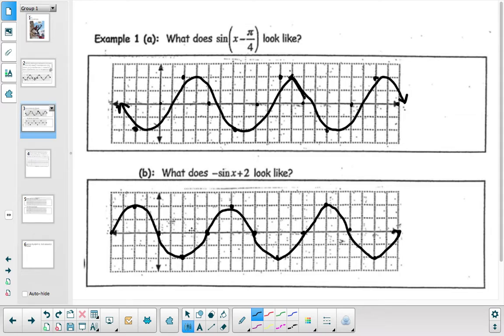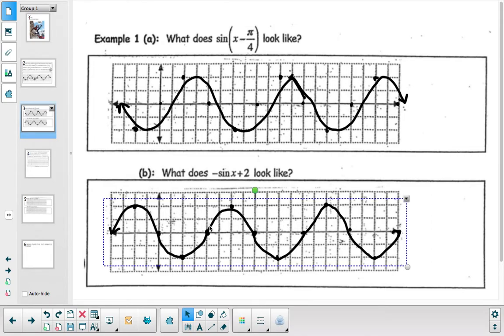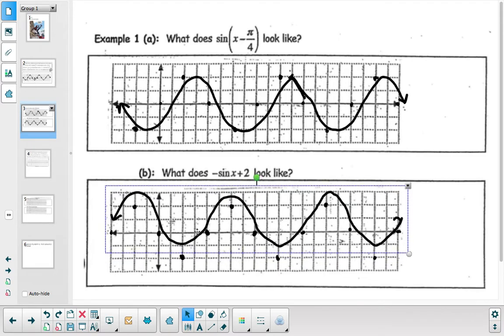Okay. Pretty good. So now shifting, notice that the +2 is not inside parentheses versus this where it is inside parentheses. This is taking all the values and adding 2 to it, not the angles. This is taking the y values and adding 2. So you're going to take your function and you're going to shift up 2.